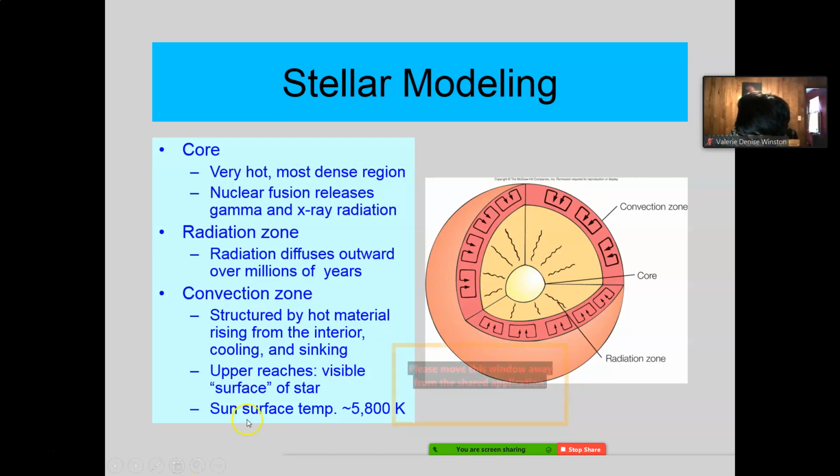Now, our sun, an average star, has a surface temperature of about 5,800 Kelvin. Now you might say, what's a Kelvin? Well, a Kelvin is a unit of temperature that's the same size as a degree Celsius. It's just started at a different level.